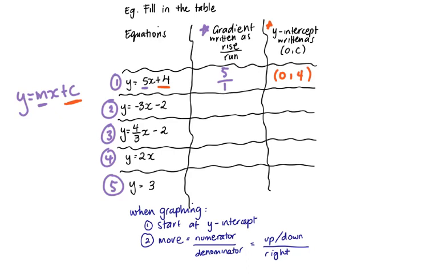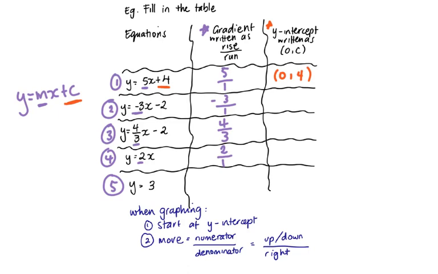For the second equation, you can see that the coefficient is -3, which means it's a negative gradient, and it's a whole number, so we're going to write it as -3/1. Equation 3 is y equals 4/3x minus 2. The gradient's already written in the form of rise over run, so it's 4/3. Equation 4, y equals 2x. As you can see, the coefficient is 2. It's a whole number, so we're going to write it as rise over run, so 2/1.